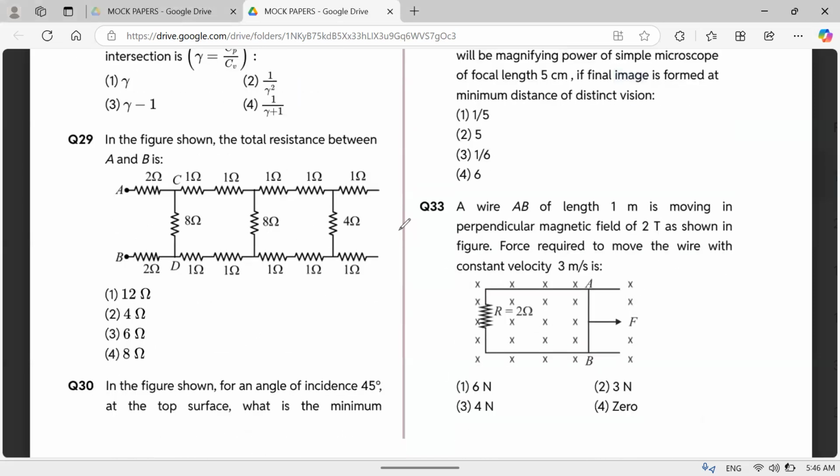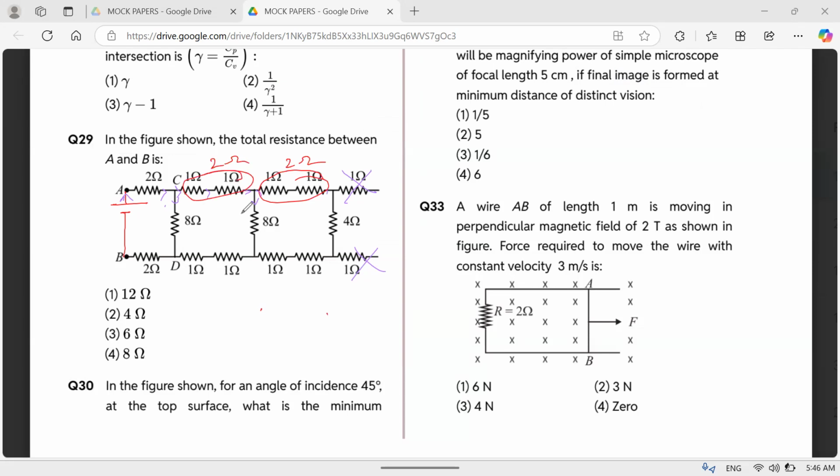Next one. In the figure shown, the total resistance between A and B will be equal to how much? First, identify which is series and which is parallel. For that, connect A to the positive terminal and B to the negative terminal. From A there is a flow of charge. It will go here, then divide here, go here, again divide here, and go here. This is incomplete, so this one and this one will become ineffective. Now these two are in which combination? Series. It will be 2 ohms.